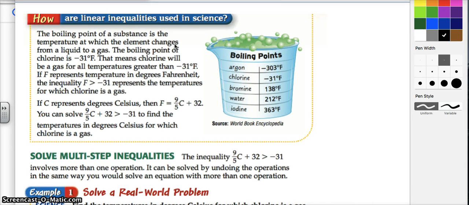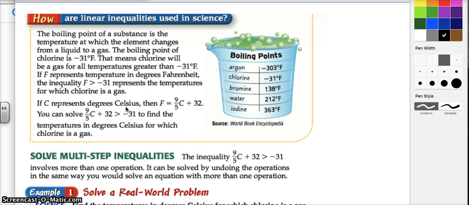The boiling point of a substance is the temperature at which the elements change from liquid to gas. The boiling point of chlorine is negative 31 degrees Fahrenheit. That means that chlorine will be a gas for all temperatures greater than negative 31 degrees Fahrenheit. If F represents the temperature in degrees Fahrenheit, the inequality F is greater than negative 31 represents the temperature for which chlorine is a gas.